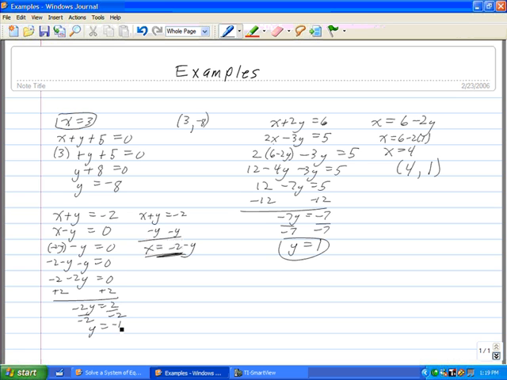And again, I have the choice. I want to substitute it back into the y in the first equation, second equation, or the one that I created. I'll again choose to put it back into the one I created.